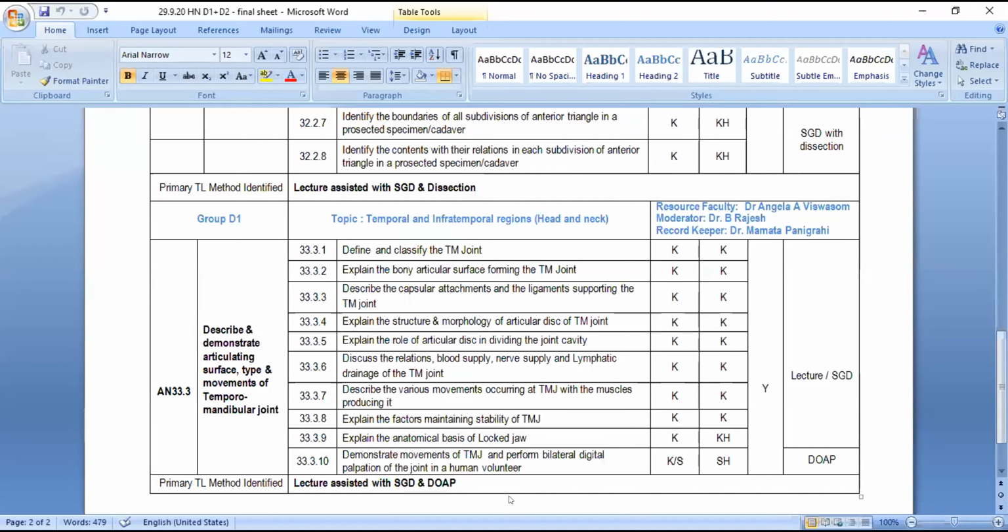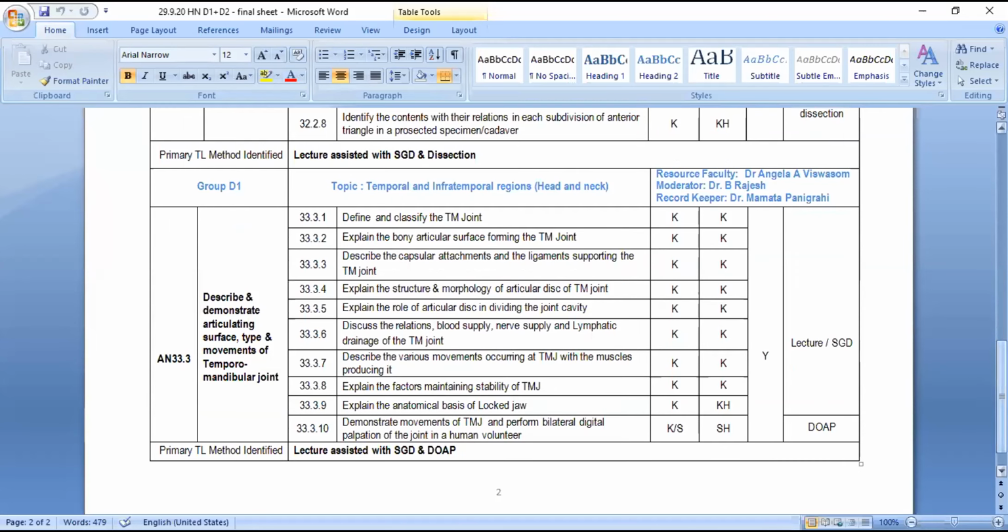3.10, demonstrate movements of temporomandibular joint and perform bilateral digital palpation of the joint in a human volunteer. Here the domain is knowledge and skill, and proficiency level is shows how. For the first 9 SLOs, the preferred teaching learning method is lecture or small group discussion, whereas for SLO 10, it is DOPS. So that's all. I conclude my presentation.